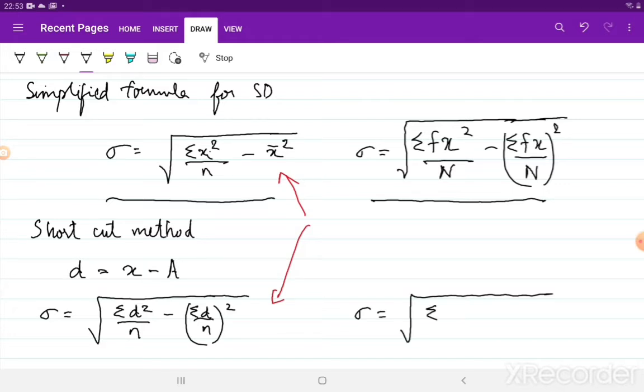Now for frequency data in the shortcut method, I can write a similar formula using d. It will be summation f times d square divided by capital N. I'm writing capital N because it denotes the total frequency, minus summation of f into d by N whole square.